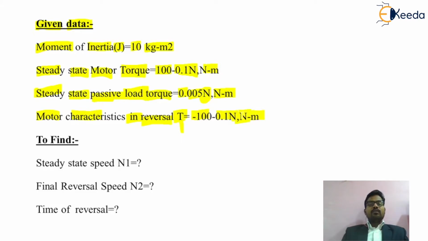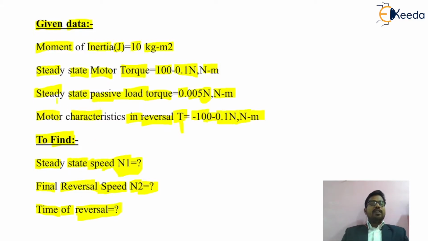Now from that particular problem we want to find out, first, the steady state speed, which is called N1. Second, we want to find out the final reversal speed, which is called N2. And the third very important thing that we want to find out is the time of reversal. So this will be the problem.